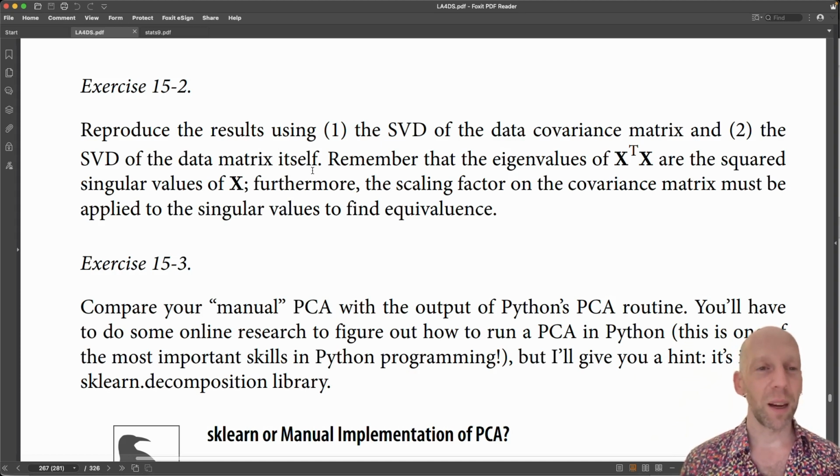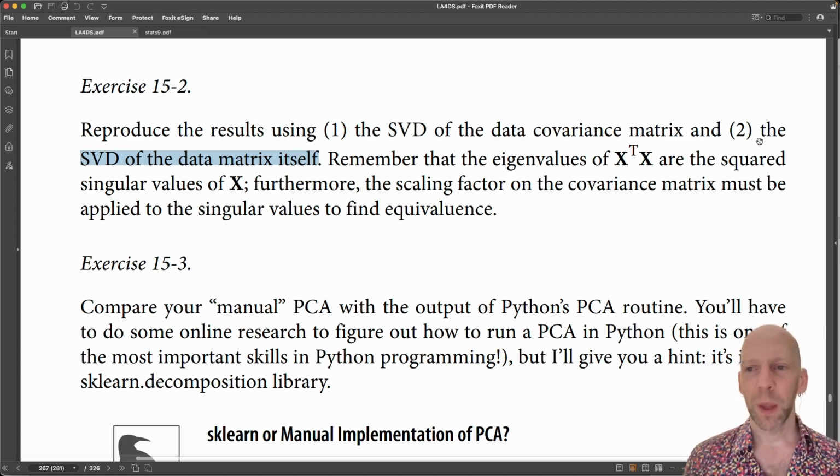Now, the goal of exercise 2 here is to demonstrate something that I discussed earlier in this chapter, which is that you can implement the principal components analysis in 3 ways. One way is an eigendecomposition on the covariance matrix, and that you did in the previous exercise. A second way is on the SVD of the data covariance matrix. And then you can also implement the principal components analysis by taking the SVD of the data matrix itself without worrying about computing covariance matrices.